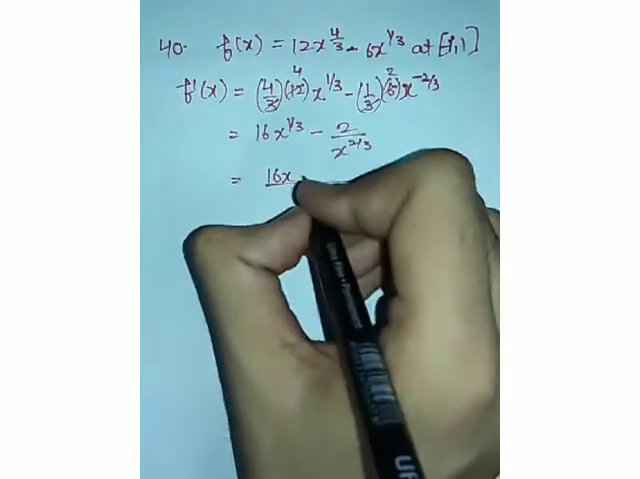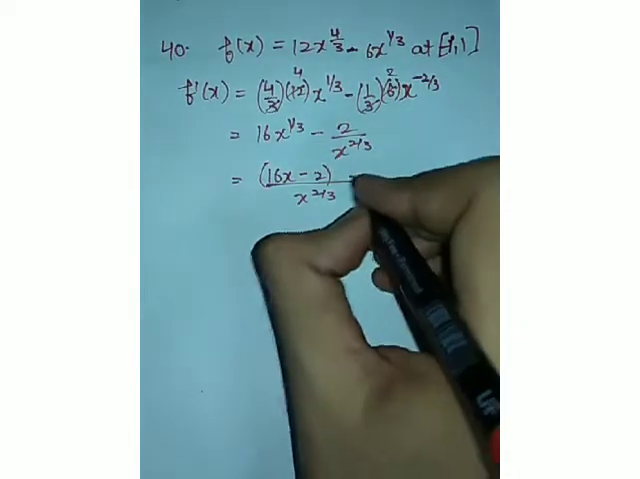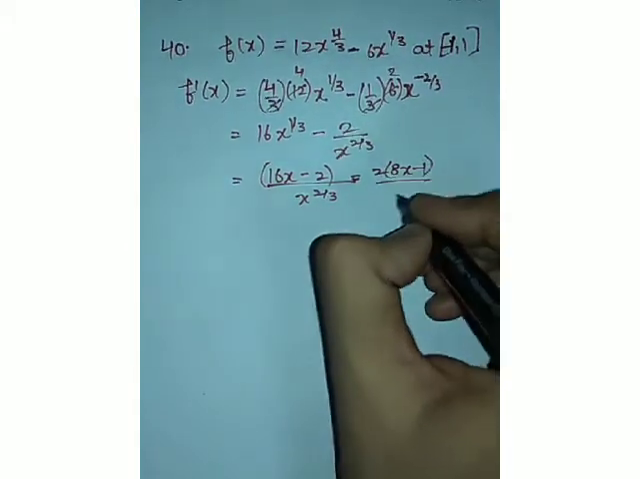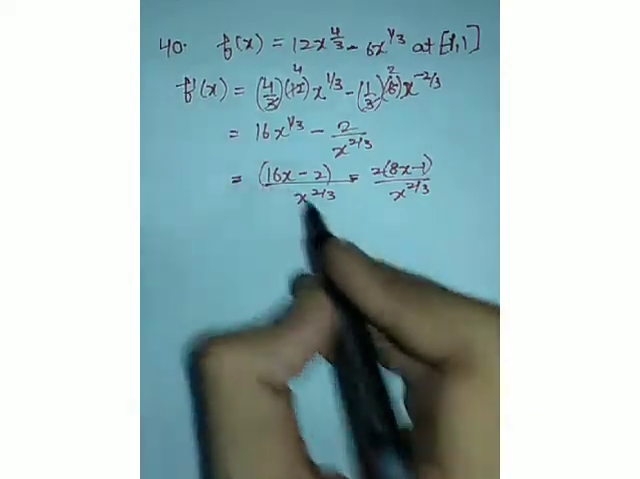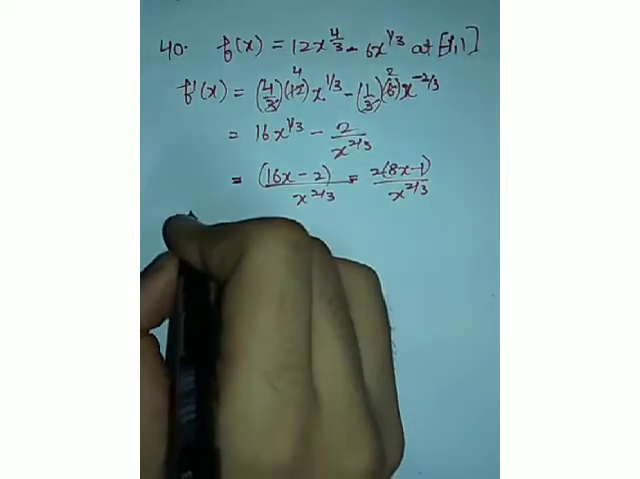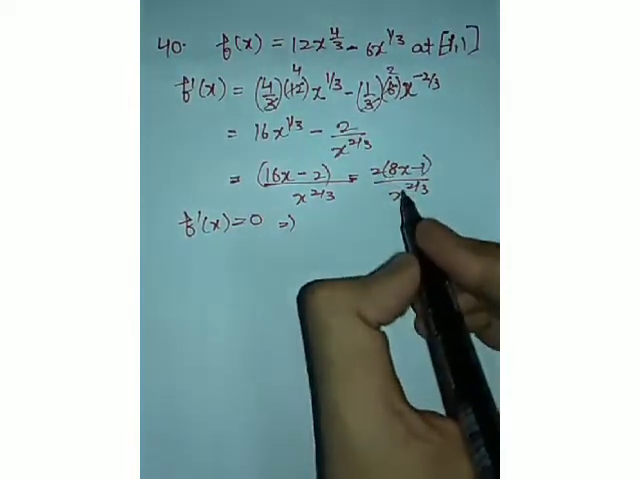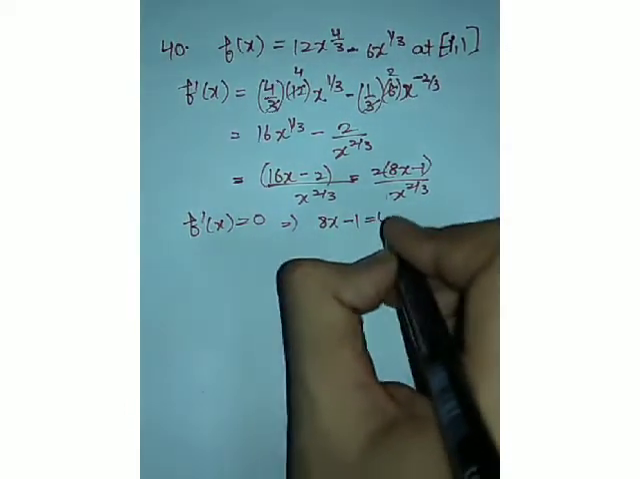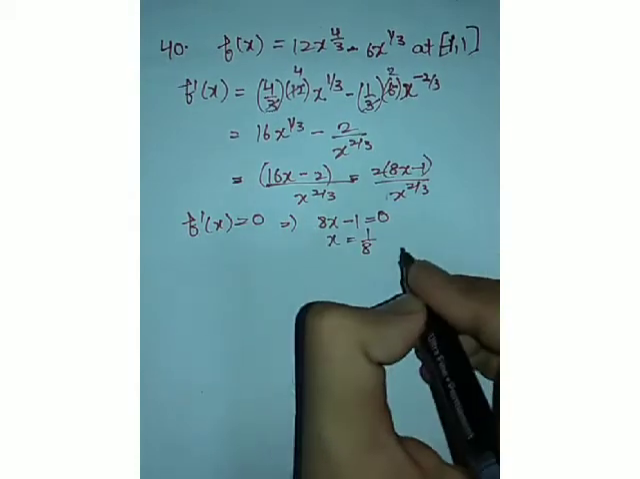So 16x raised to power 1 minus 2, you will get 2(8x minus 1) upon x raised to power 2 by 3. This is the most simplified form of our first differential. Now put f dash x equals 0. You will see that 2 and this thing will be 0 only. You will get 8x minus 1 equal to 0, and x will be equal to 1 upon 8.